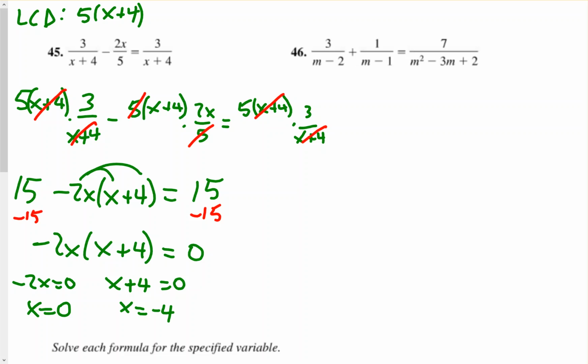Now notice what happens if you plug the negative 4 back in. You have negative 4 plus 4 and you get the 0 denominator. Okay, so negative 4 is extraneous. You don't want that one. If you plug 0 in, you're okay. You would end up with 3/4 equals 3/4. So your only solution here is x equals 0.